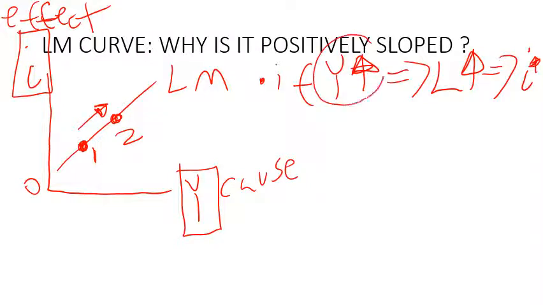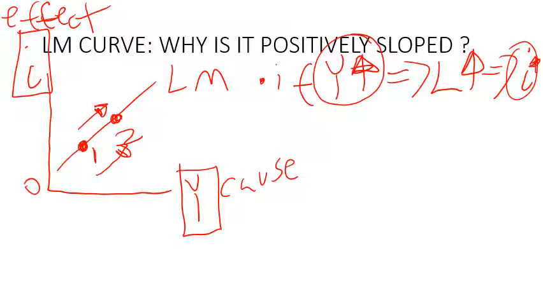So this is a positive relationship. If income goes up, the interest rate goes up. And we're seeing this here. Moving from 1 to 2 implies that GDP has increased, and that has pushed up interest rates because of a greater demand for money, keeping in mind that money supply is constant.